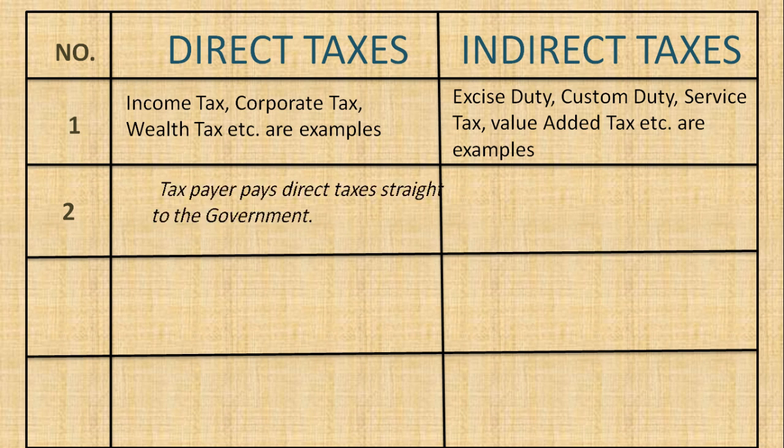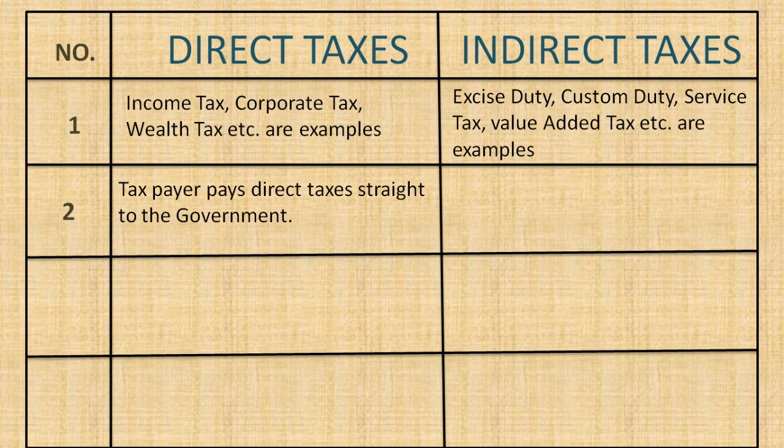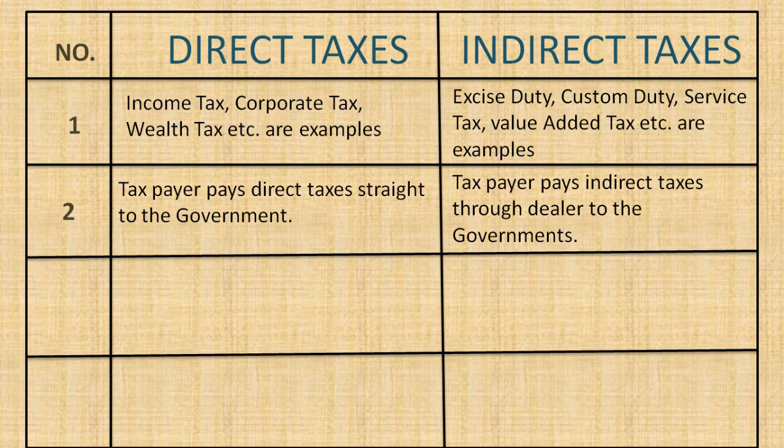Second point. What is the second point? The taxpayer pays direct tax straight to the government. Therefore, the assessee pays the tax to the government, whereas in indirect tax, the taxpayer pays indirect taxes through the dealer to the government. For example, you purchase a bike or a two-wheeler, then you pay tax to the dealer and the dealer pays tax to the government. Therefore, it is an indirect tax.